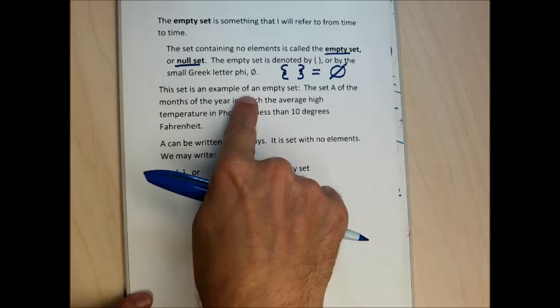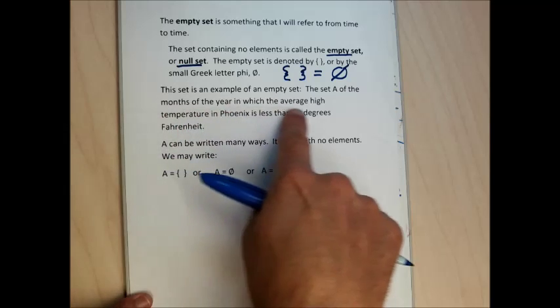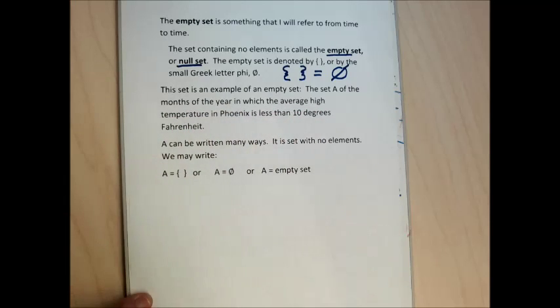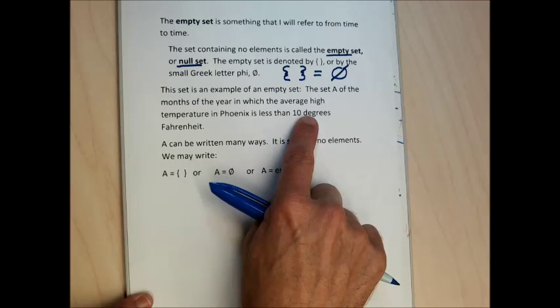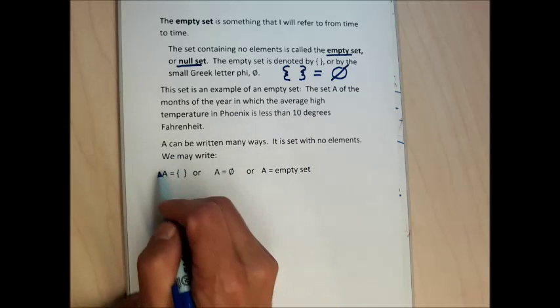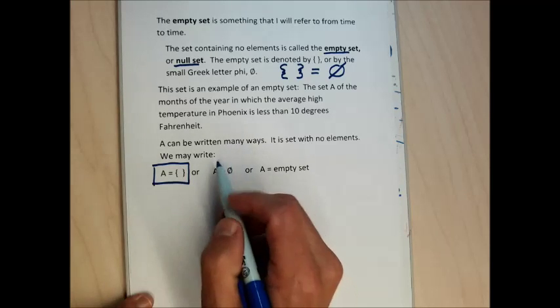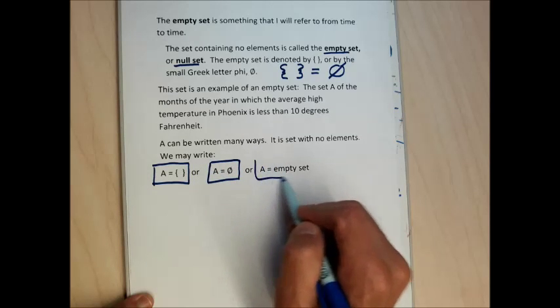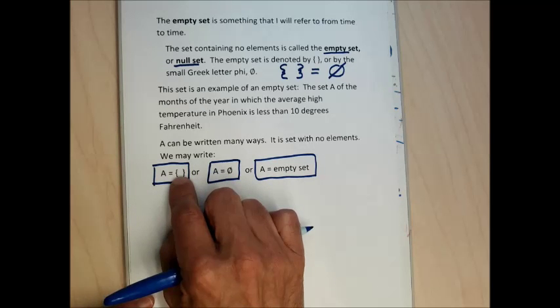So here's an example of an empty set. The set A of the months of the year where the average high temperature in Phoenix is less than 10 degrees. So I can write set A has no elements in it because obviously there's never a month in Phoenix where the average temperature is less than 10 degrees Fahrenheit. It's always warmer than that here for the average high temperature. So I could say A, the set of months where the average high temperature in Phoenix is less than 10 degrees Fahrenheit, is a set with no elements. But it would be equivalently right to write either of these, saying A is the empty set. There's no months that belong in that set.